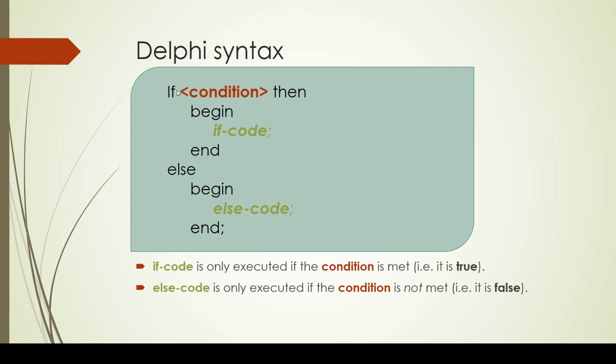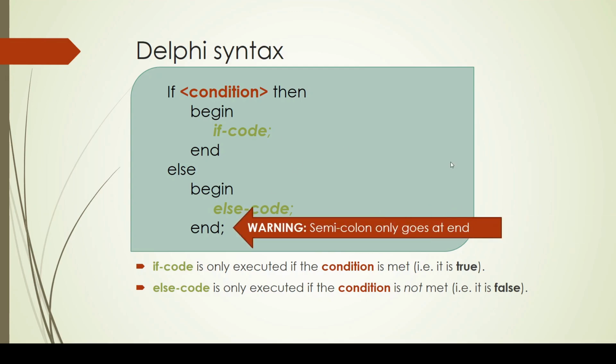The syntax for the if-else statement: if the condition is true, it will execute the if code. If the condition evaluates to false, it will go into the else and it will execute the else code. Note that when you're using an else statement, there's no semicolon before the else. There's only a semicolon at the end of the else statement.